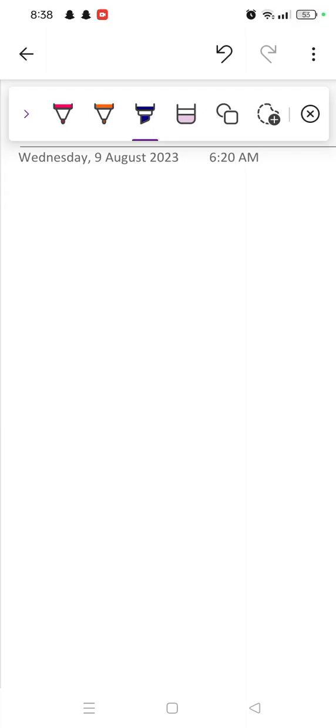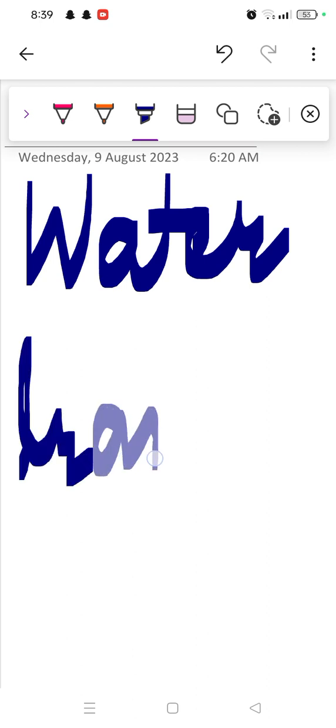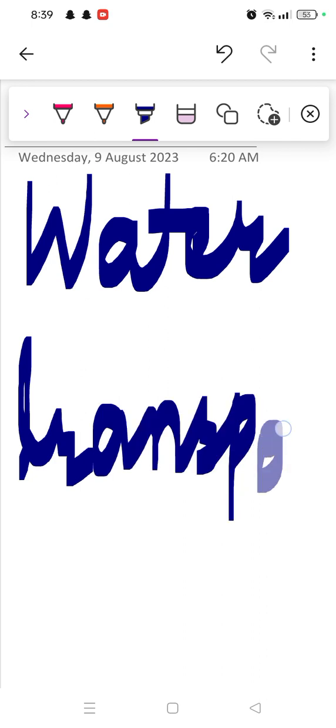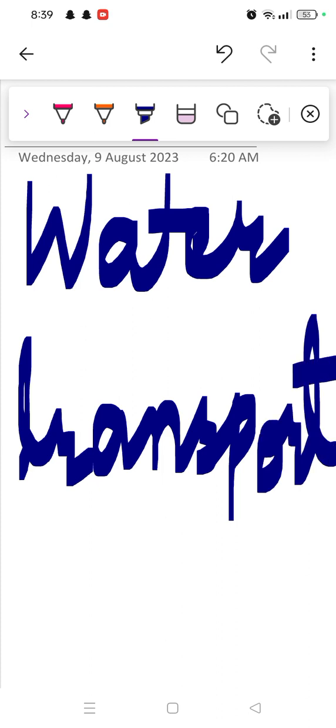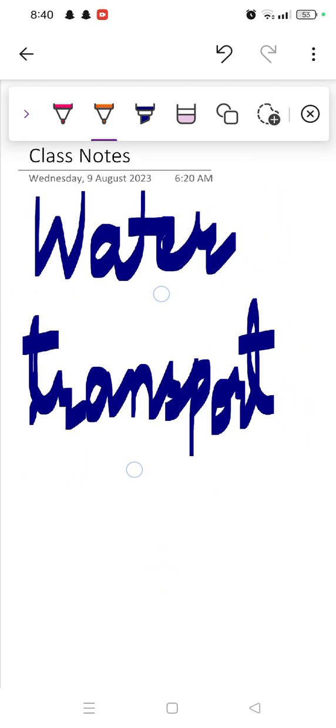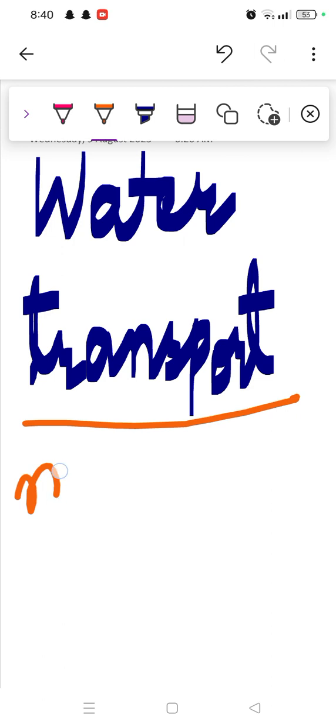So till last video we were done with a lot of things like xylem, phloem, their types and all things. Today we are going with the water transport. Mainly about water transport. First thing, movement of water.